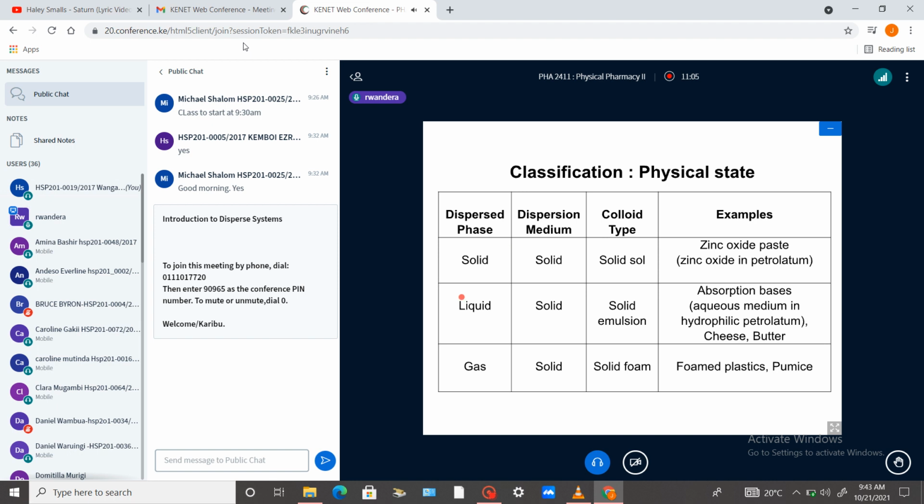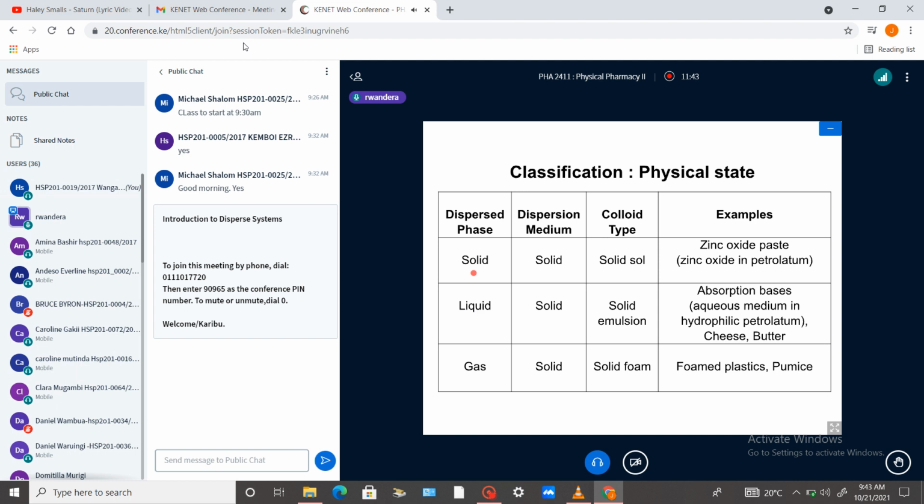Where the dispersed phase is a liquid and the dispersion medium is a solid, the colloidal type formed is what we call a solid emulsion. A good example is absorption bases, where you have aqueous medium in hydrophilic petrolatum. Another example is cheese and butter that you come across in your homes. You can also look at other examples. You don't have to strictly stick to what I've provided.